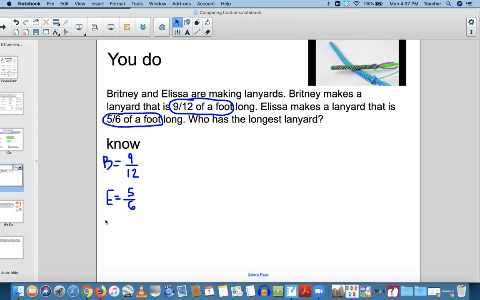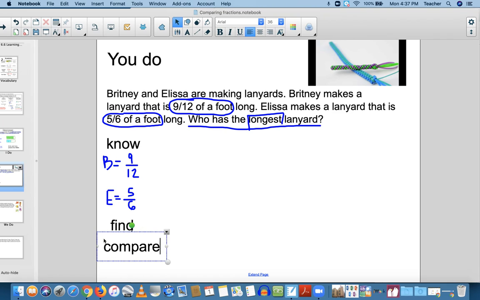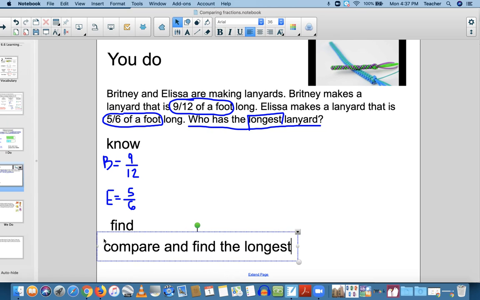What do we need to find? Who has the longest lanyard? Longest is a key word that's going to tell us to compare and find the longest or greatest length of lanyard.